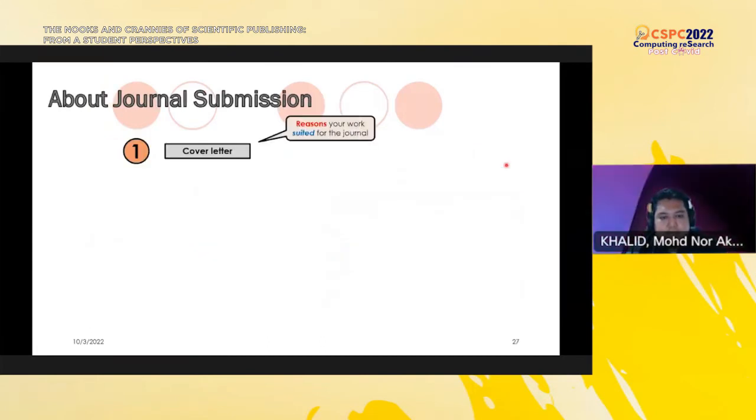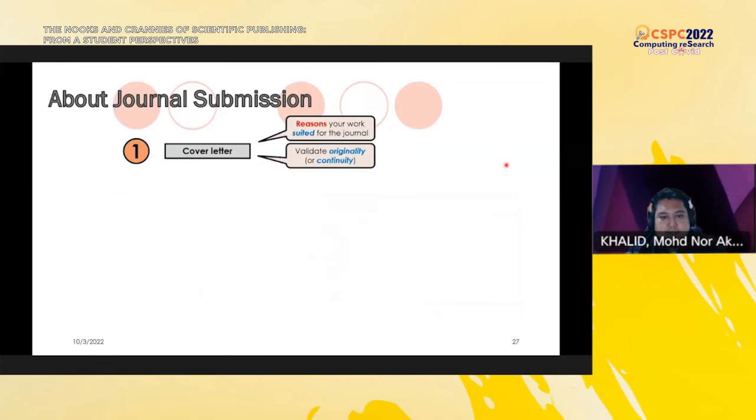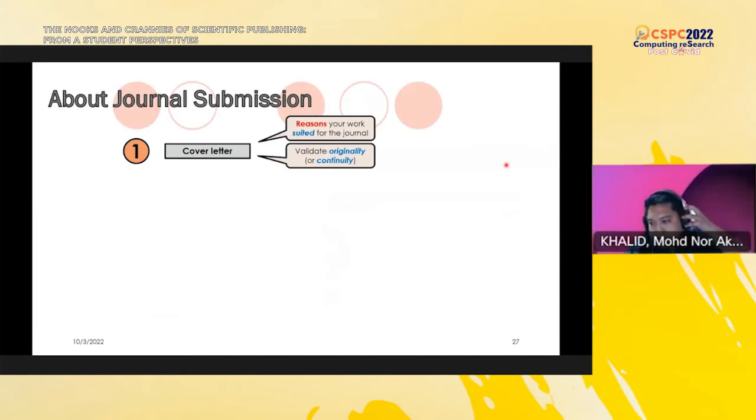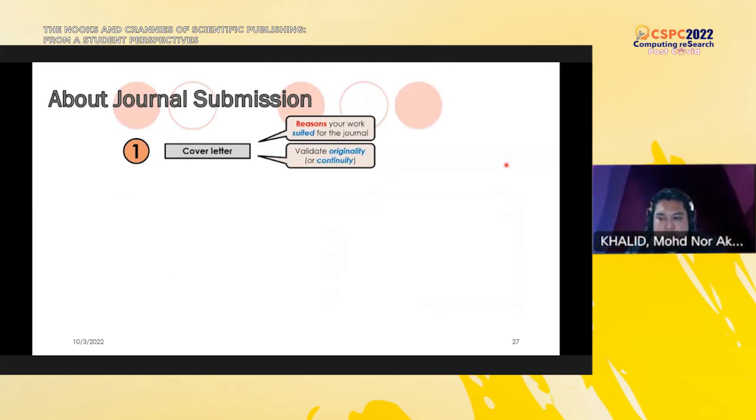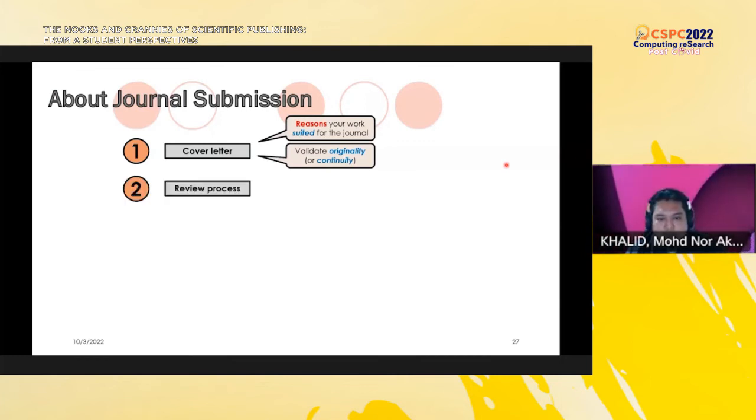And then another element, for example the cover letter. I think most students think that the cover letter is not very important, but it is actually quite important, especially when you want to persuade the editor that your paper is a good article for consideration in the peer review. Because usually the editor will see the cover letter first before looking at the paper.